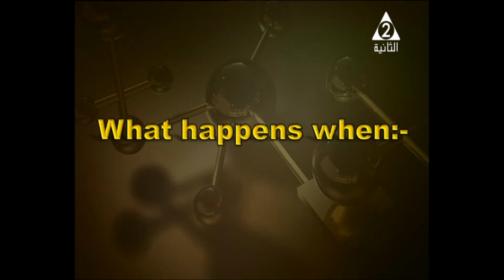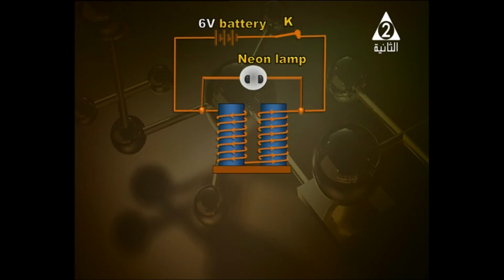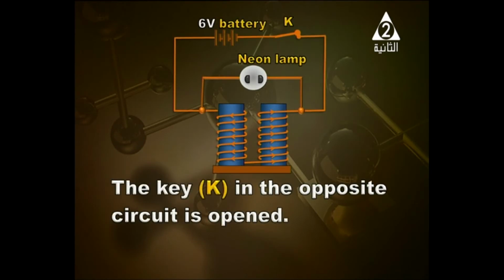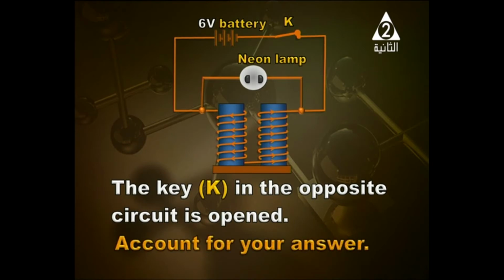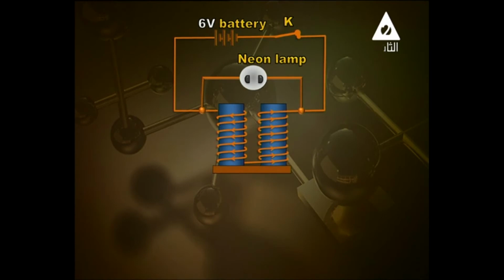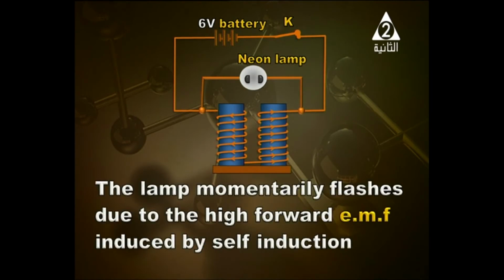What happens when the key in the circuit shown in front of you is opened? We've got a neon lamp placed, connected across the electromagnet. What happens? Yes, the lamp momentarily flashes. Okay, we want you to justify your answer. So the answer is the lamp momentarily flashes due to the high forward EMF induced by self-induction.